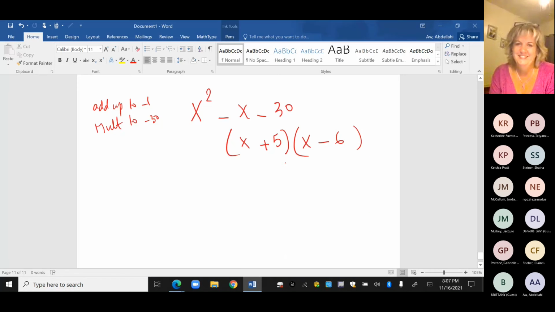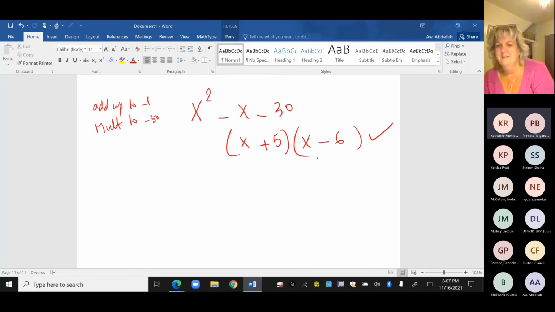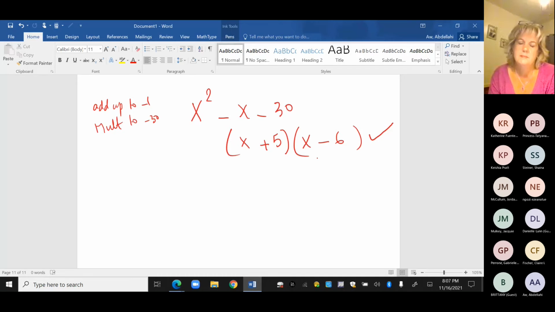Okay, so x plus 5, x minus 6, right? Yes. So that's going to be on the quiz, everybody. Only something like that. Not harder, but also not easier. That is factoring trinomials when the leading coefficient is 1. Everybody should know that because after the quiz, you have the test also, right?